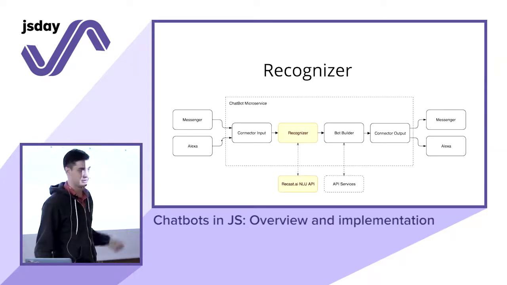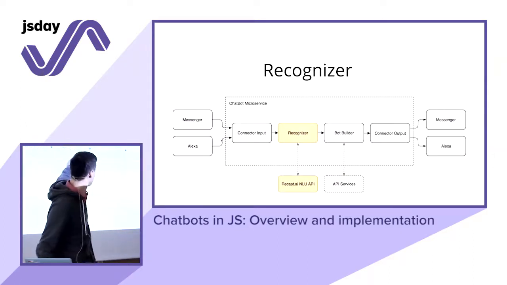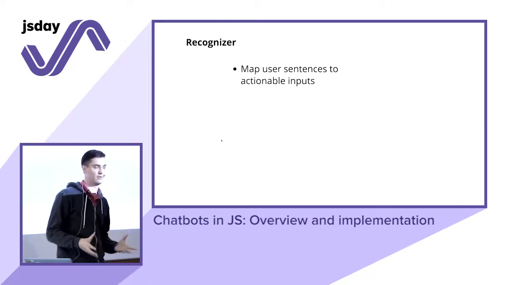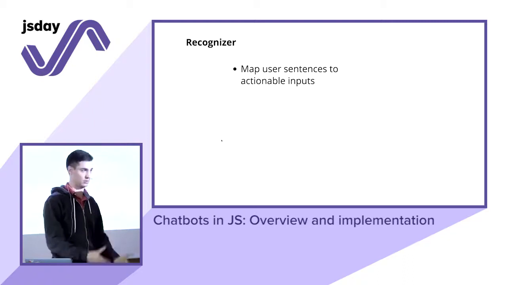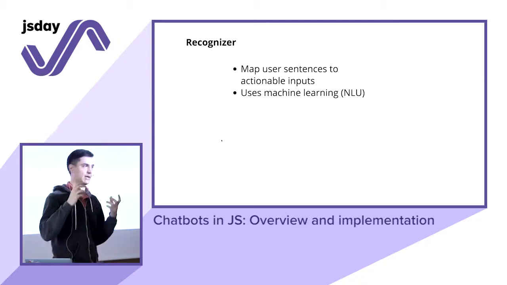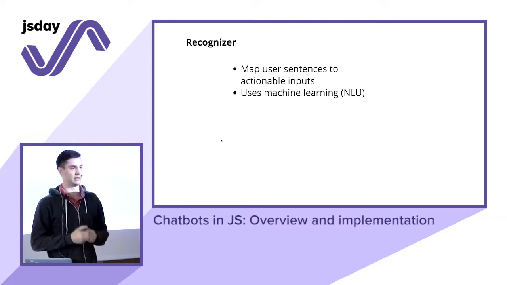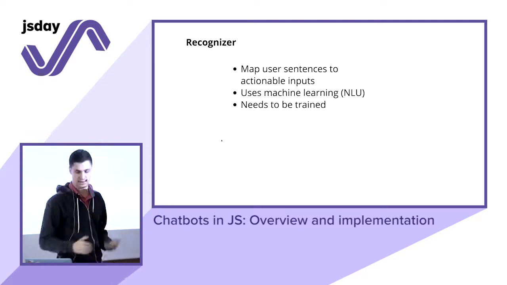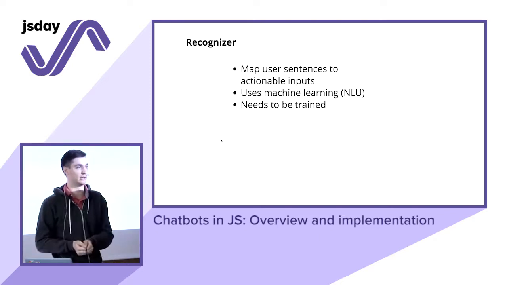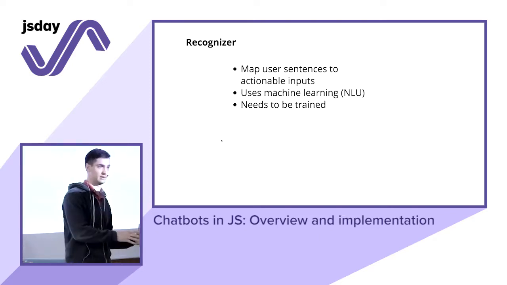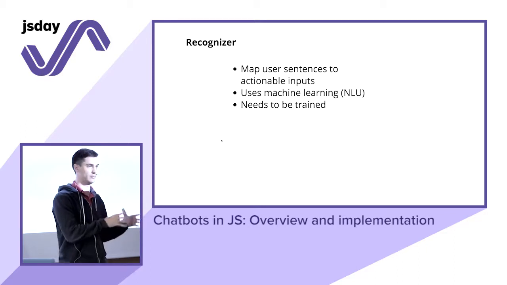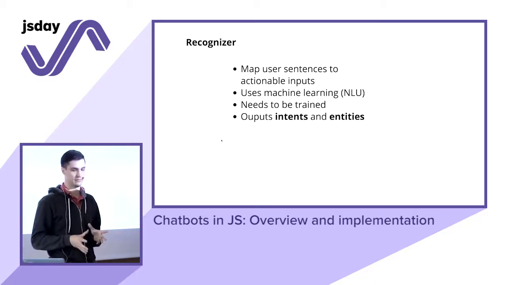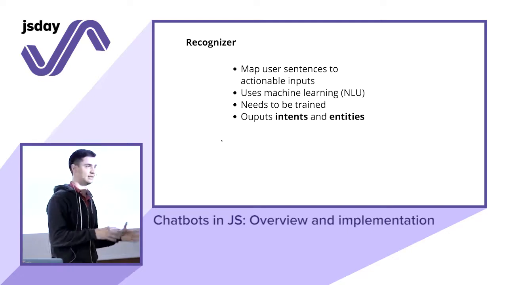Okay, and now for the final part, the recognizer. So what is a recognizer? Well, as I said before, it maps user sentences to actionable input. Quite often it will use machine learning, what we call natural language understanding. And because it's machine learning, it needs to be trained. Usually it's another service which is apart from the bot builder. And the goal is to output intents and entities.